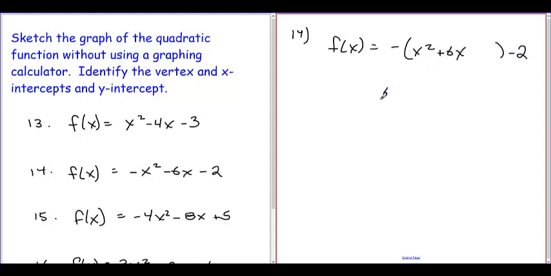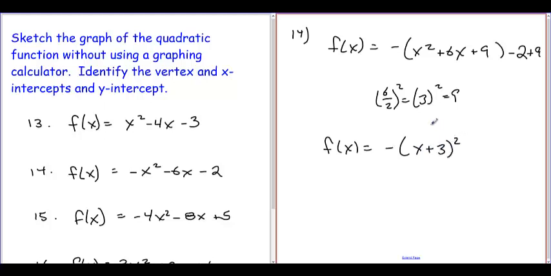So we take this positive 6 divided by 2, square it, which is 3 squared, which is 9. So we add 9. But we're really subtracting 9 because of the negative out in front. So we're going to add 9 here to balance that subtraction of 9. And then we can complete the square. So that's going to be x plus 3 squared. Remember, we use that number. And we have plus 7. 9 minus 2 is 7.